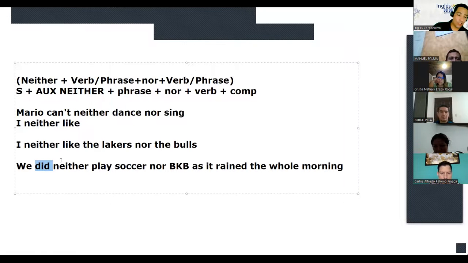Now, why do we need the auxiliary to determine which grammar tense we are on, right? We did neither play soccer nor basketball, as it rained the whole morning. Ni jugamos football, ni basketball, porque o debido a que llovió toda la mañana. So we didn't go out.